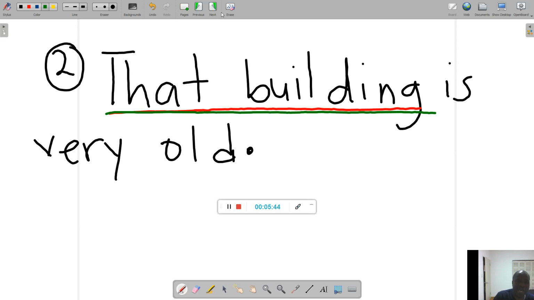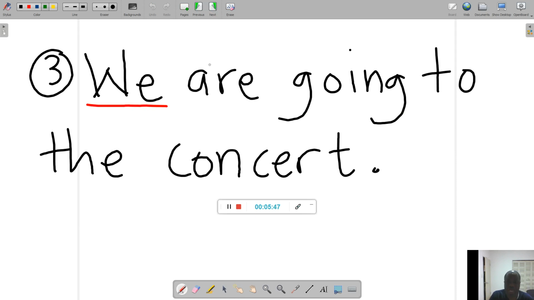Let's take our last example. We are going to the concert. If you look at it, the word we is the subject. What are we talking about? What group of people, or who, is going to the concert? We are going to the concert. So we becomes the subject.